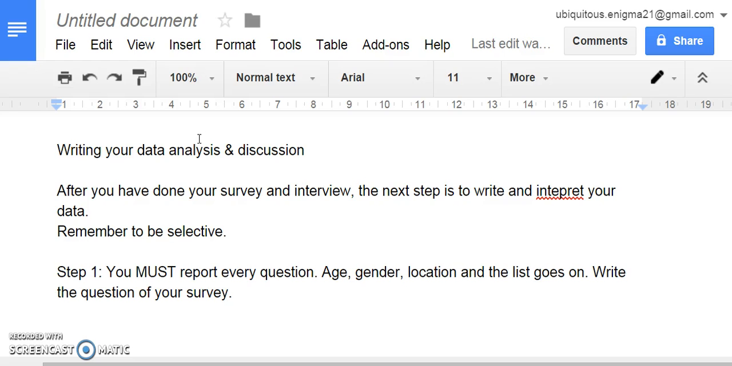I personally feel that this is the most fun chapter to write on because you get to interpret your data. Now, just as the title suggests, data analysis and discussion. So in this chapter, you'll be doing both analyzing the findings and also your discussion.